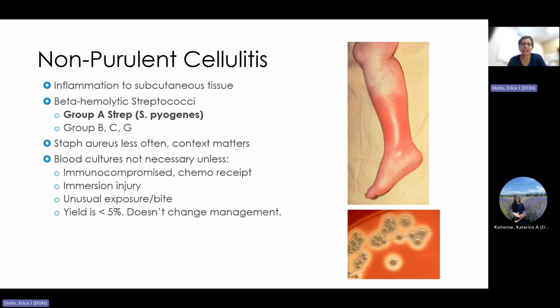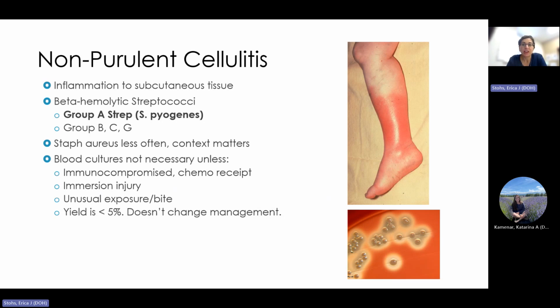Again, the context of the patient or resident, their exposures, and their history matters. That is going to be taken into consideration. If you have a resident who has multiple recurrent MRSA infections, you're probably going to want to treat with an MRSA antibiotic.